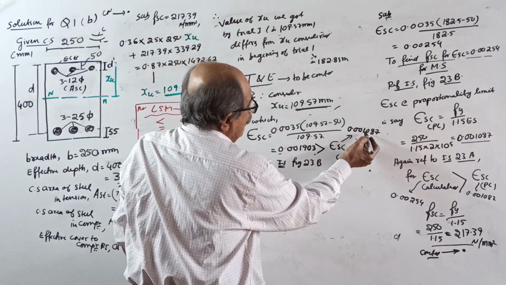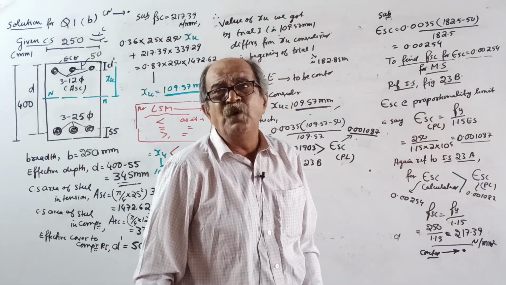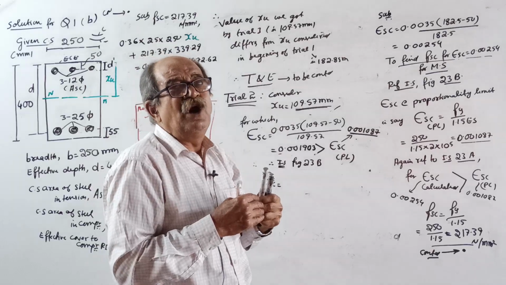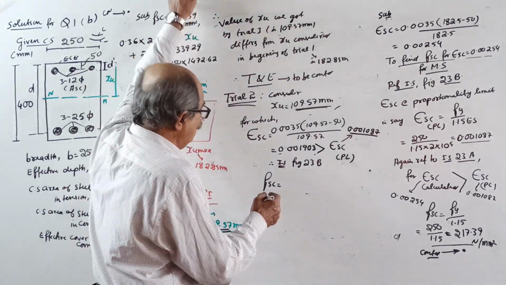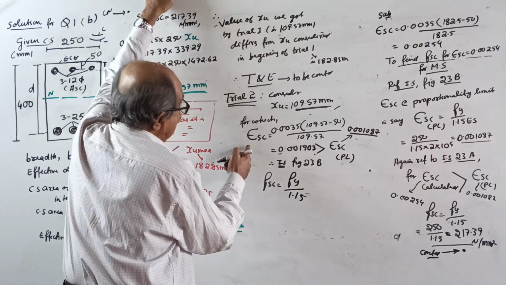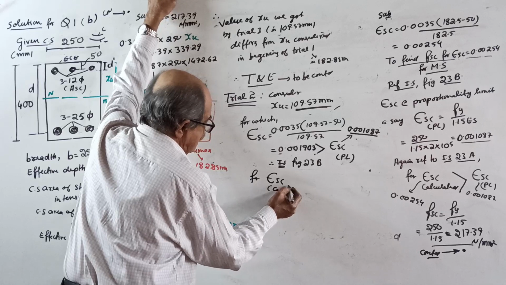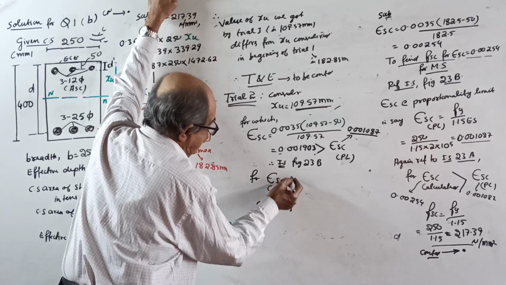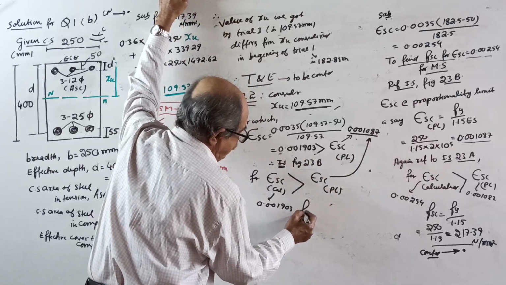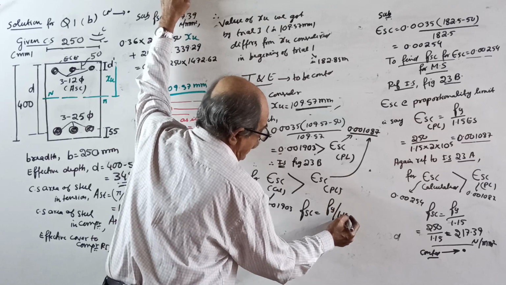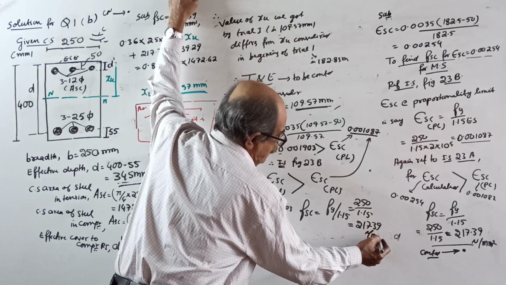0.001903 is more than 0.001087. Last time you got 0.00254, that is more. Now also you got more. If it is less only, you have to write FS equal to strain into Young's modulus. The moment it goes beyond that, for any value of strain, FS equal to Fy by 1.15. For figure 3, for epsilon SC calculated, 0.001903 is more than epsilon SC proportional limit. FSC equal to directly Fy by 1.15 equal to 250 by 1.15 equal to 217.39 Newton per mm square.